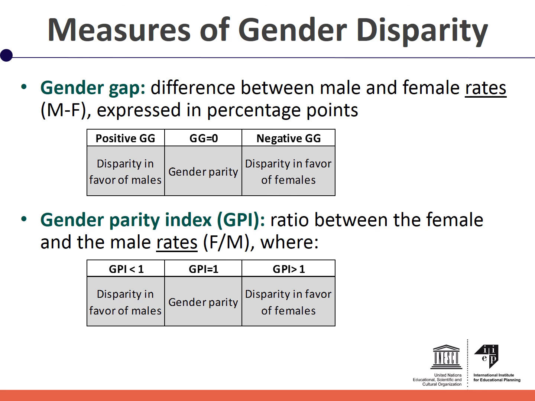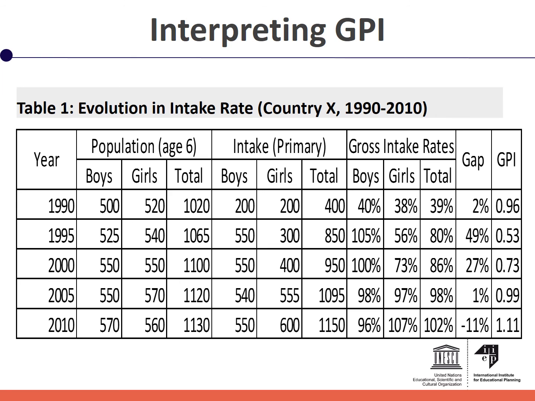The other measure is the gender parity index. It is a ratio between the females' and the males' rates. More specifically, females' rate divided by the males' rate. GPI of 1 means the parity, where the male and female indicators are exactly equal. If GPI is below 1, the disparity is in favor of males, and if GPI is above 1, the disparity is in favor of females. Let us see an example.